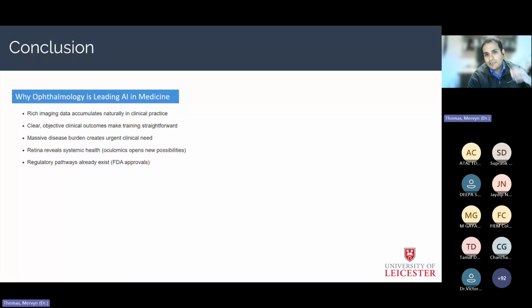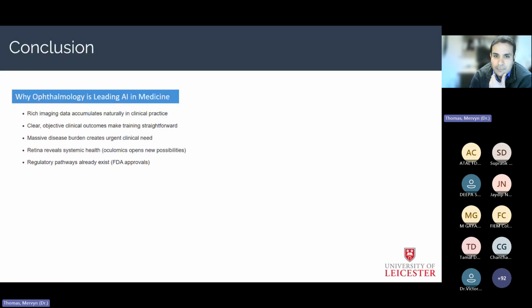So just to conclude, let me summarize what we've learned during this session. Why is ophthalmology leading AI in medicine? Because we have this very rich imaging data that just naturally accumulates as a result of clinical practice. You don't have to make extra effort to get this data. There are clear objective clinical outcomes that make training straightforward, whether these are binary or classification based.